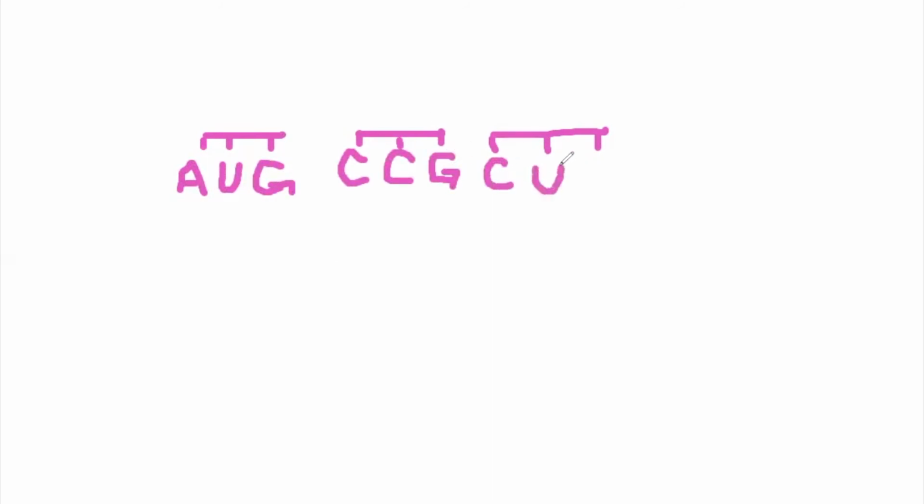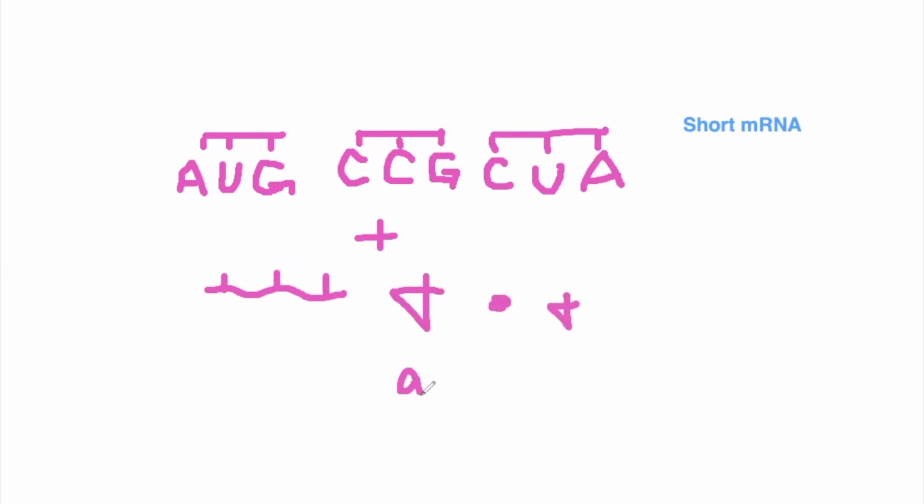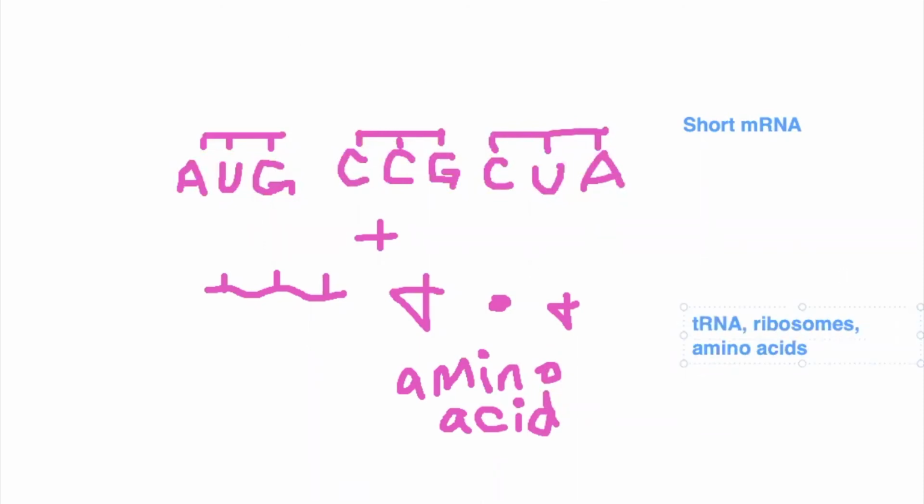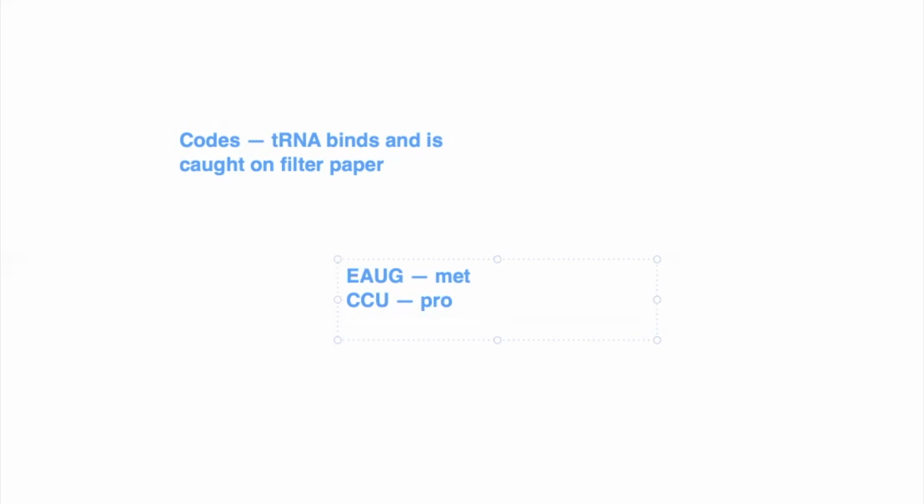In the next experiment, done by Nirenberg and Leder, short mRNA molecules that had every possible codon were used with ribosomes and tRNAs attached to amino acids. Like before, one amino acid was radioactive while the rest were not. When doing this experiment, however, the scientists let the codon bind to the tRNA. If the binding occurs to the radioactive amino acid, the molecule will be caught by some filter paper, and that means the codon codes for that amino acid. This method was used to discover all of the rest of our codons.